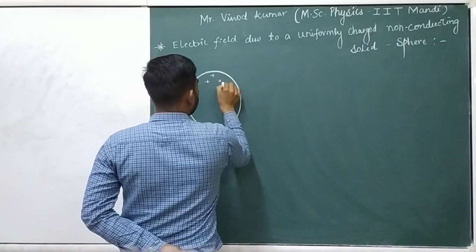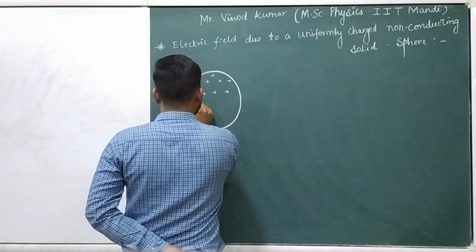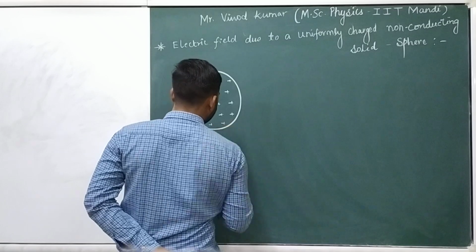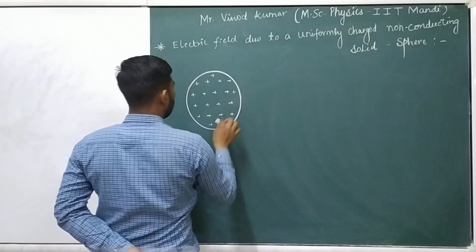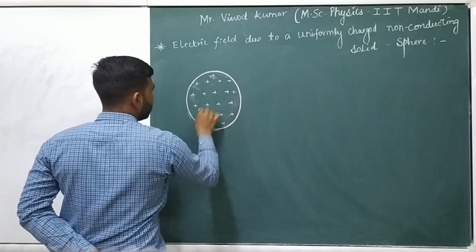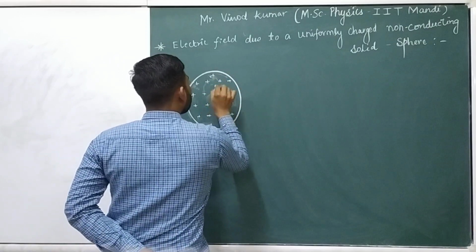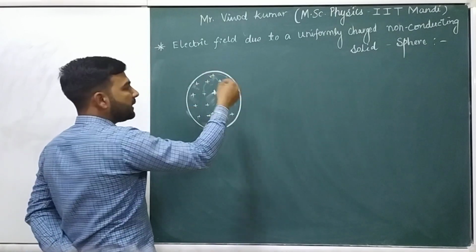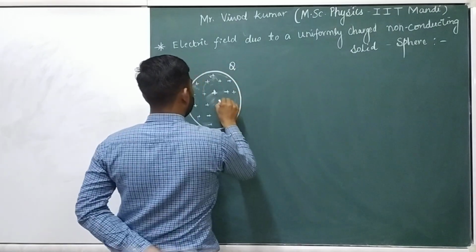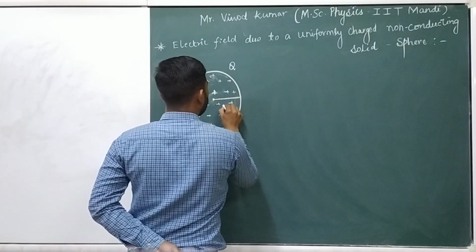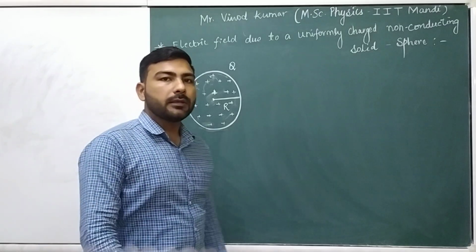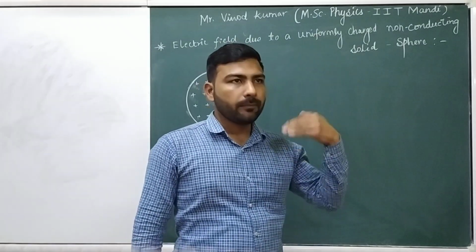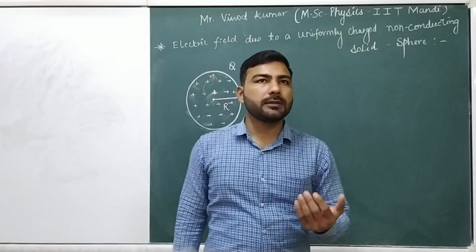Let us say that it is uniformly charged, and the total charge on this solid sphere is capital Q and the radius of this sphere is capital R. Here R is the radius of the solid sphere and capital Q is the charge which is uniformly distributed over the volume of this sphere.